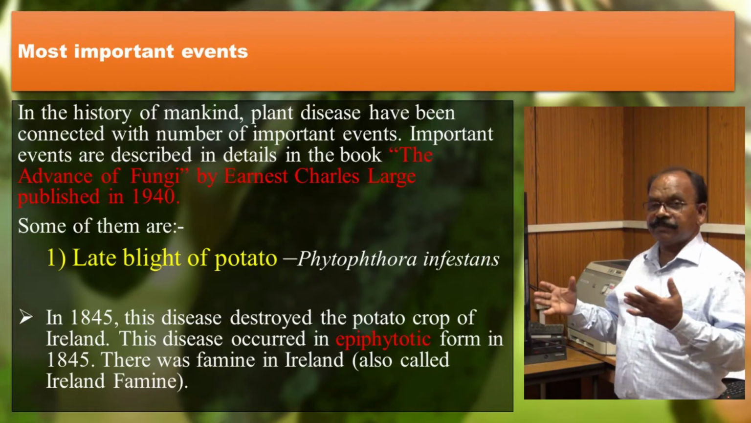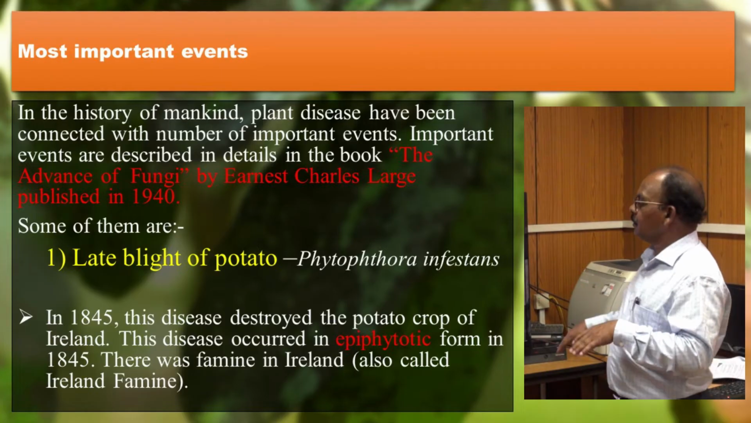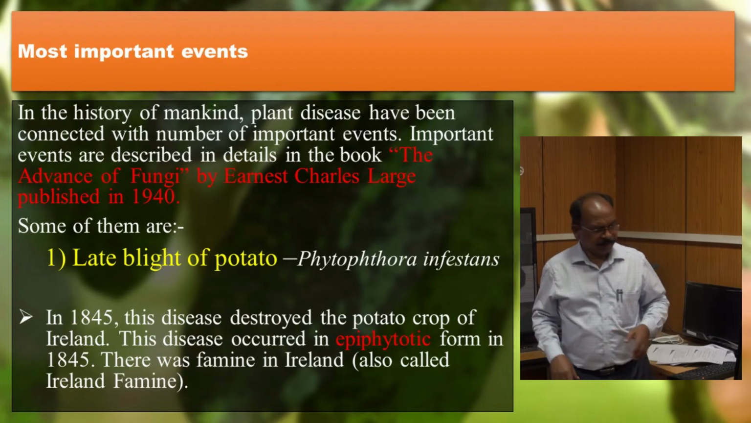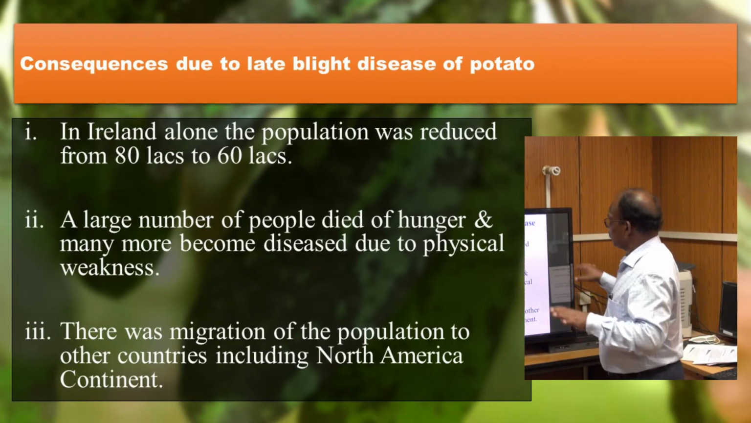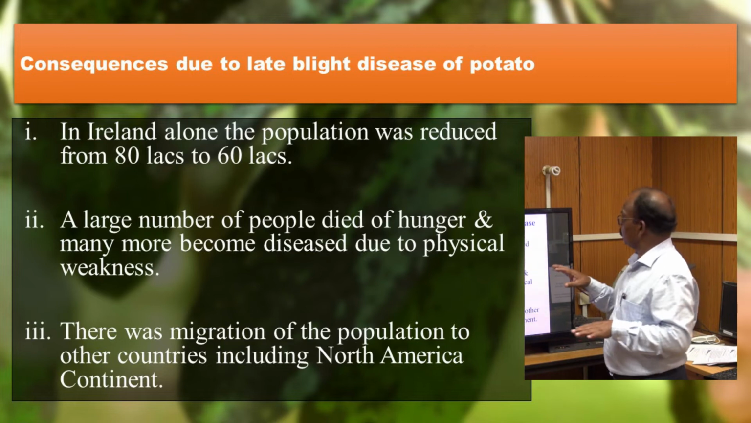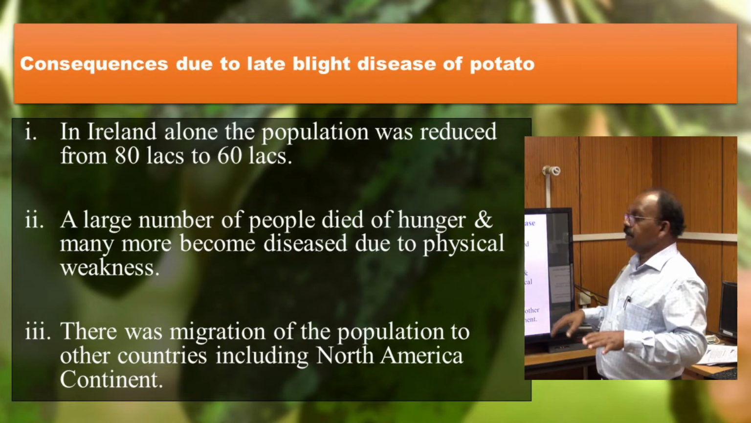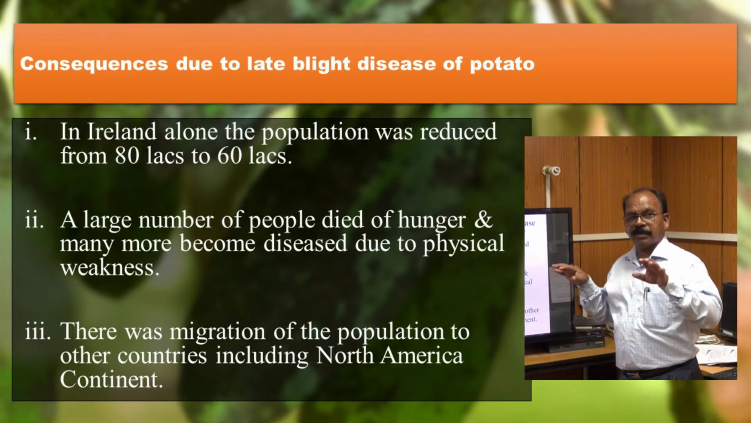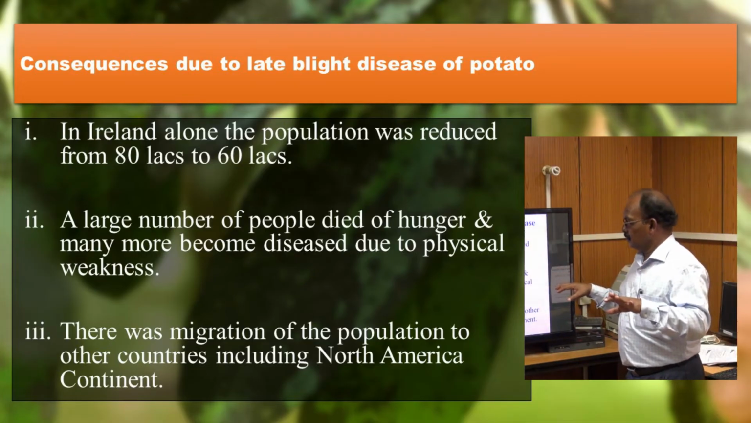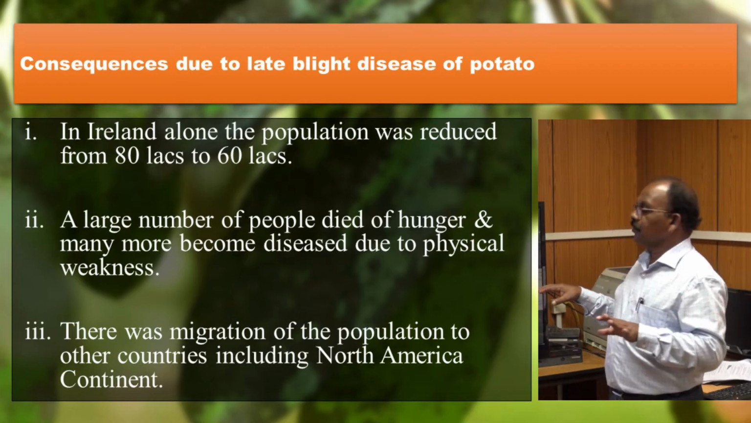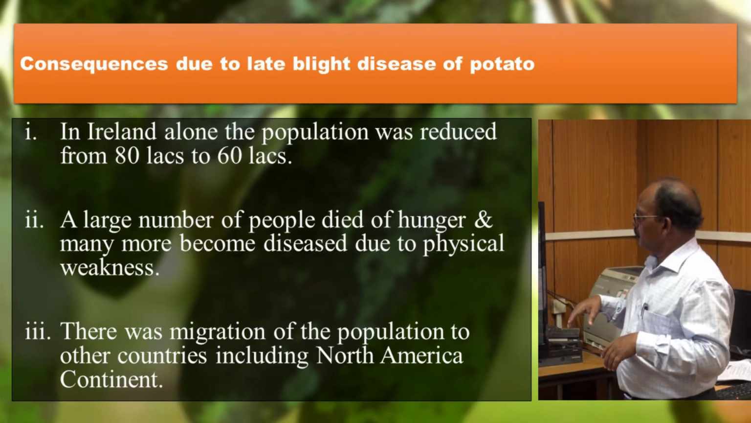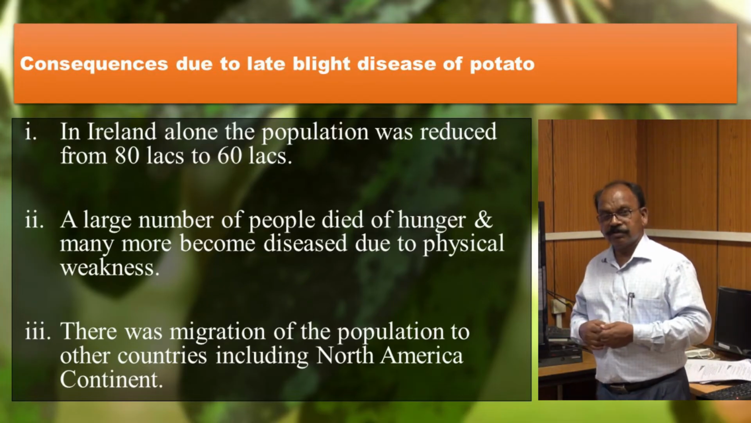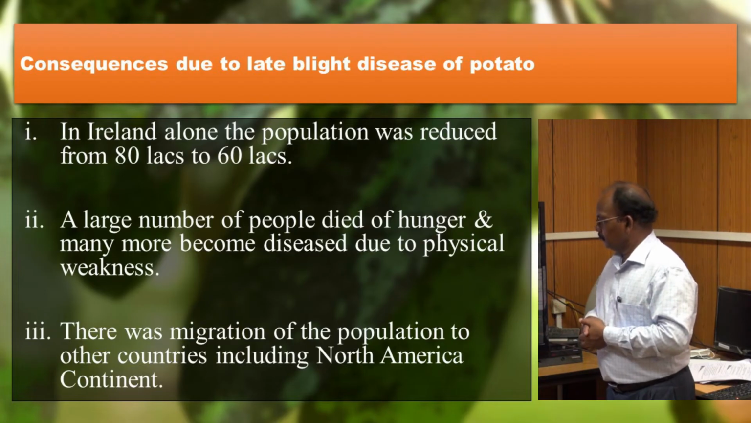The disease occurred in epiphytotic form. Epiphytotic means the disease which occurs widely and periodically. What were the results or consequences due to the late blight disease of potato? In Ireland alone, the population was reduced from 80 lakhs to 60 lakhs. A large number of people died of hunger and many more became diseased due to physical weakness.